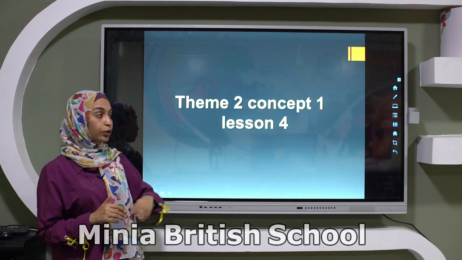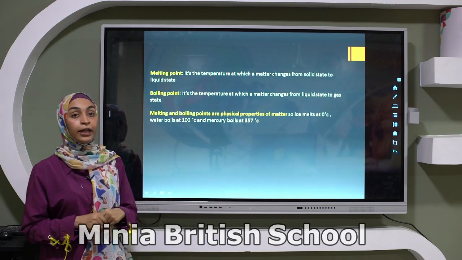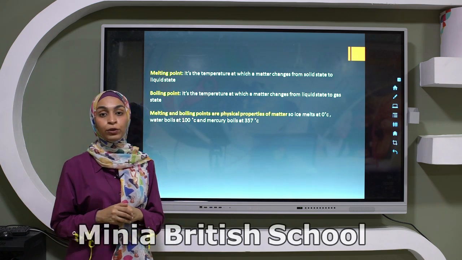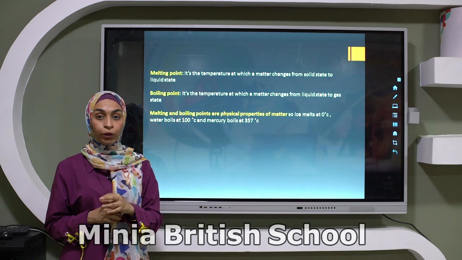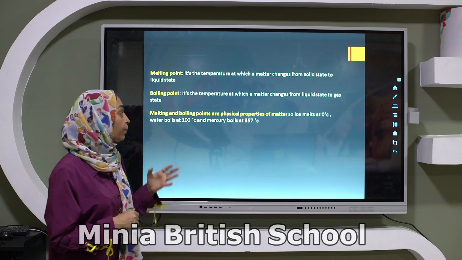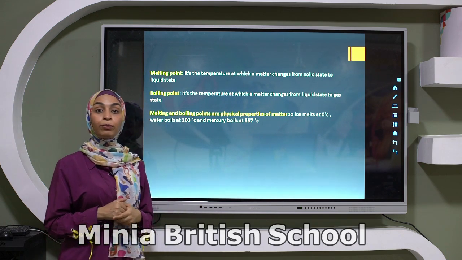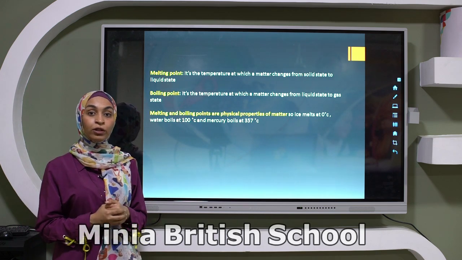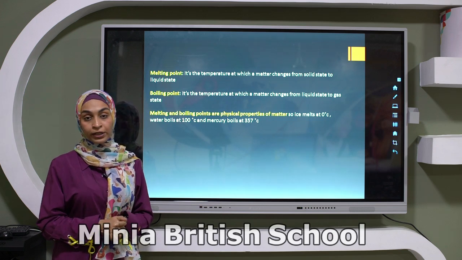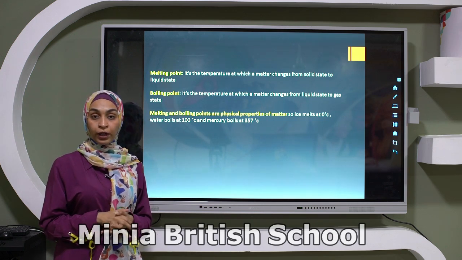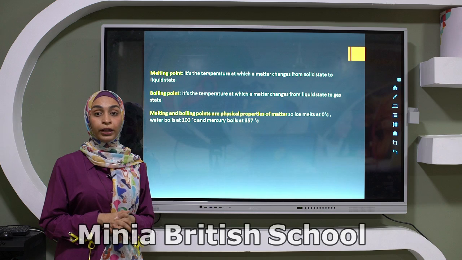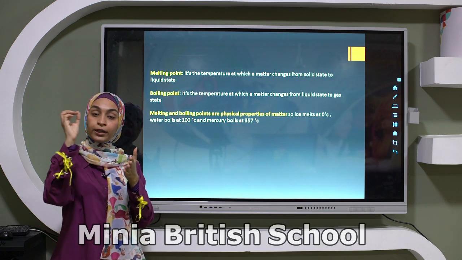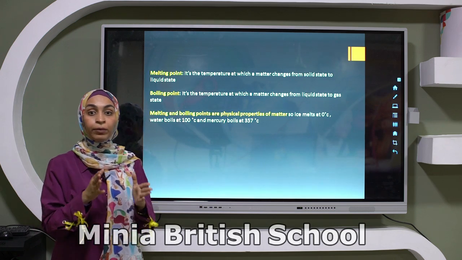What about lesson 4? Let's see. In this lesson, there is an activity that talks about the differences between the melting point, the boiling point, and also the thermal energy. What is the meaning of melting point? Melting point is the temperature at which matter begins to change from a solid state into a liquid state. For example, if you have a piece of ice, an ice cube, after a while it will melt. The temperature at which the ice started to melt into water is the meaning of melting point.